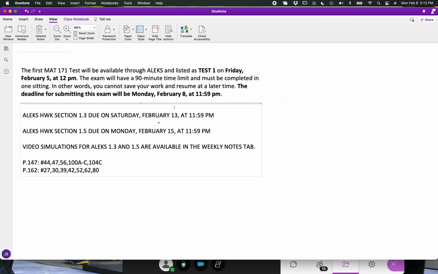And we have on page 147, just be looking into numbers 44, 47, 56, 100 parts A through C, as well as 104 part C. And this is the stuff with the functional expressions and their domain. And in the case of 162, this is the crossover to the linear equations. And go ahead and be looking into numbers 27, 30, 39, 42, 52, 62, and also number 80.